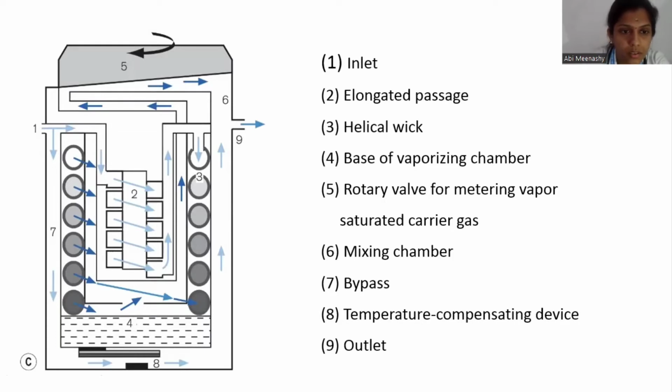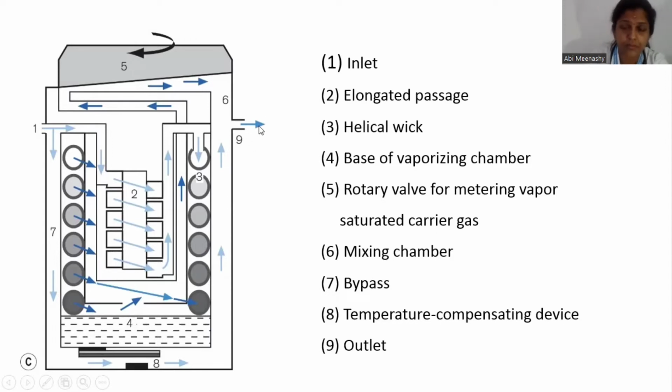And this 3 is the helical wick. Like I told you, helical wicks are spiral components, so that it will take your fresh gas flow in a spiral manner, not in a straight manner, thereby increasing the time of contact and the surface area of contact. So it will get saturated. It will come to the base of the vaporizing chamber, and like this, it will come outside. Here, it will join with the gas in the bypass chamber, and this is the outlet.